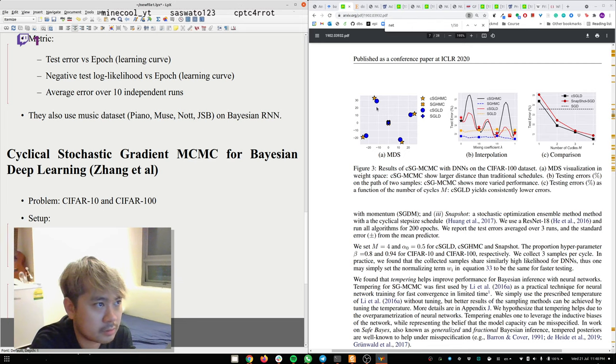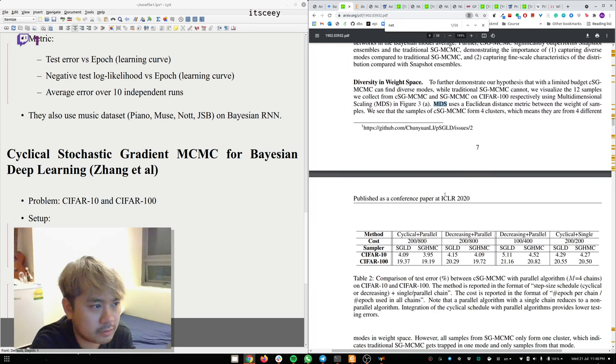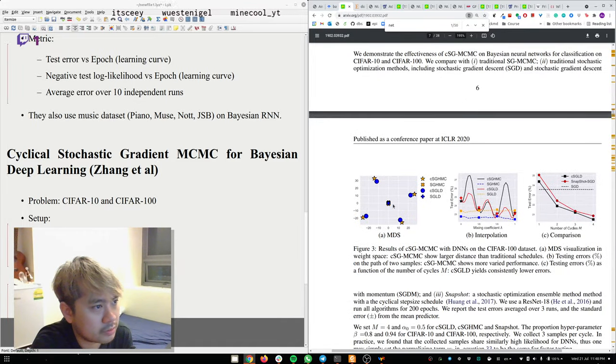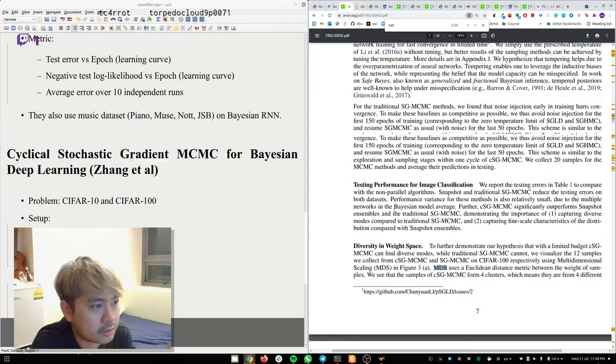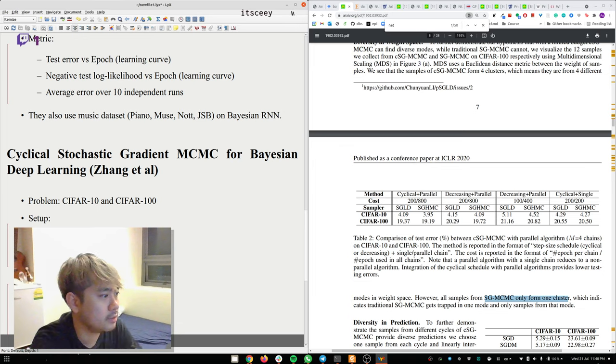Test error. This multi-dimensional scaling, I don't think it applies to me. Diversity in weight space is what I'm interested in. Between the weight of samples, we see that from 4 clusters, which means they are from 4 different modes in weight space. Okay. However, can we see that? 1, 2, 3, 4, 5. What? However, SGMC, SGHMC, and SGLD, they are stuck in one mode. Is that what you're saying? However, all samples from SGMC only come from one cluster. Oh, okay. That's interesting. So, they present mode exploration.